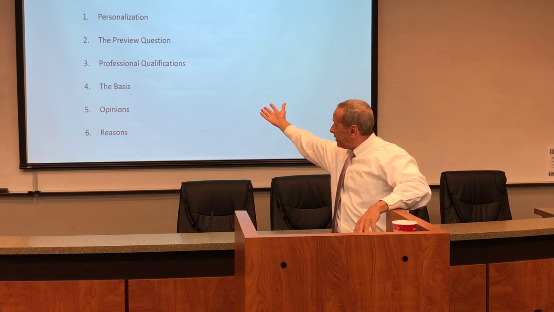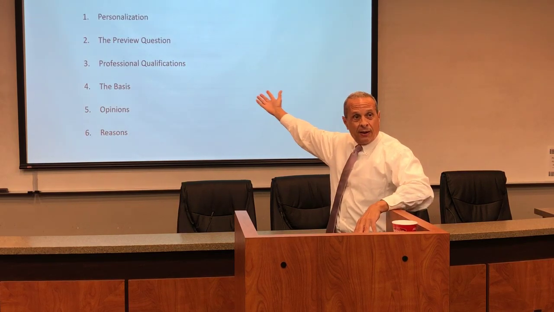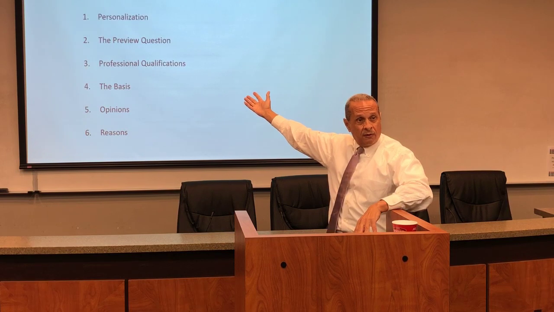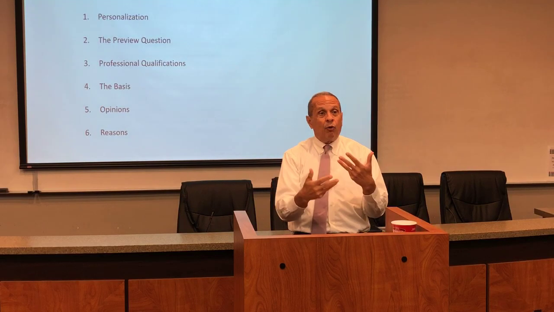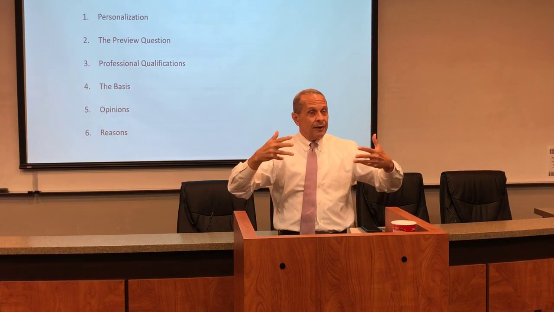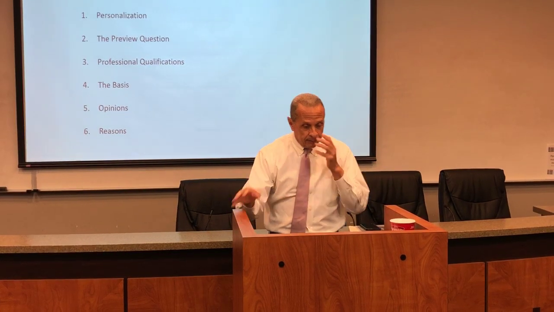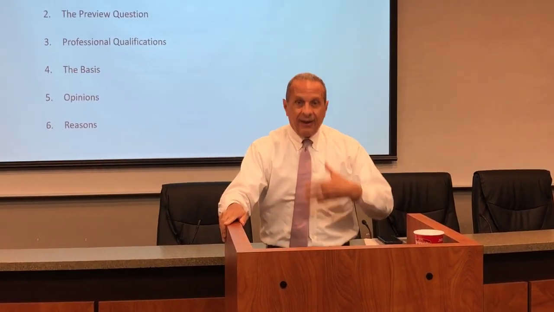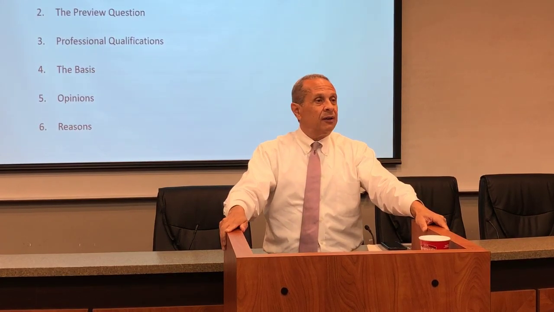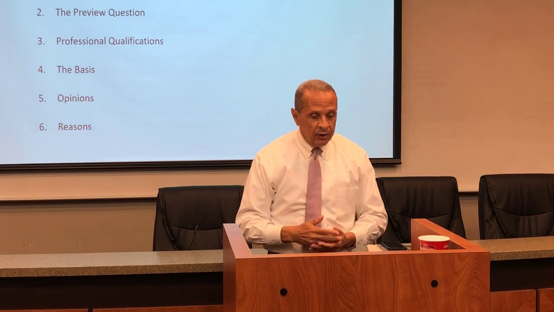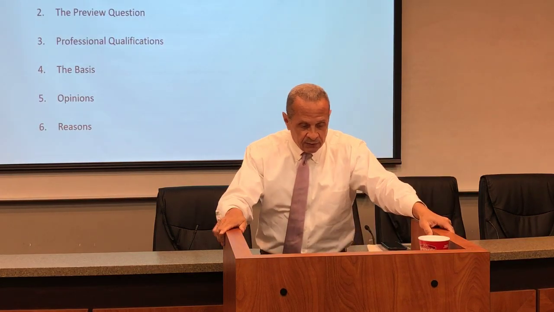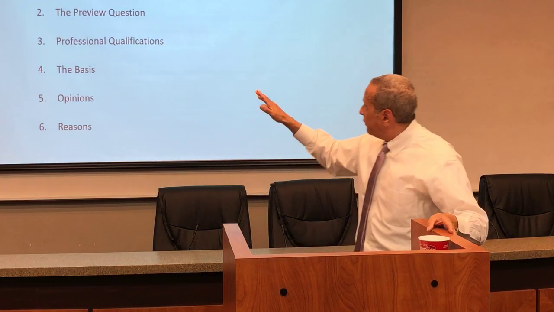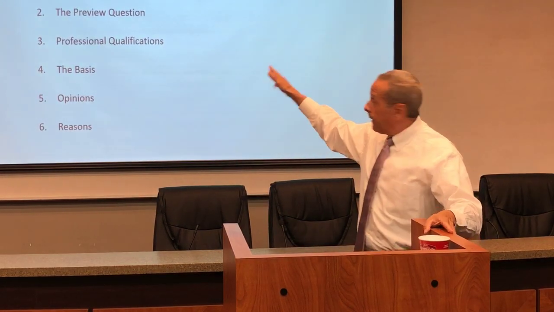That gets you right into the next block, which is an essential block in order to comport with 702, right? Professional qualifications block. So the preview question is a very good transition for the expert's qualifications, and it also gives the jury some context about why the lawyer is even exploring academic credentials or experience or professional affiliations in the first place. So the expert's qualifications are critically important.